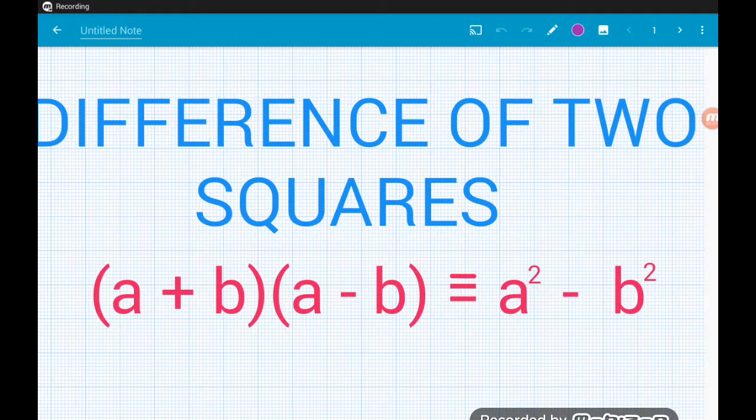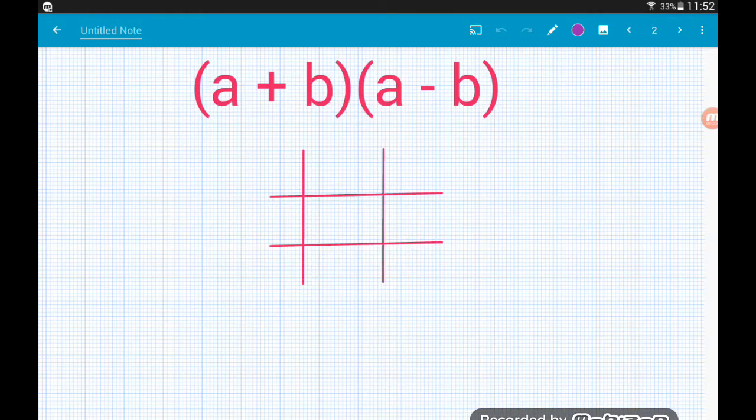Guys, in this video I'm going to be taking a look at one of the special forms of quadratics, the difference of two squares. Now the difference of two squares tells us that if we multiply something together, such as a plus b times a minus b, then we are always going to get a squared minus b squared. But let's see how that's true.